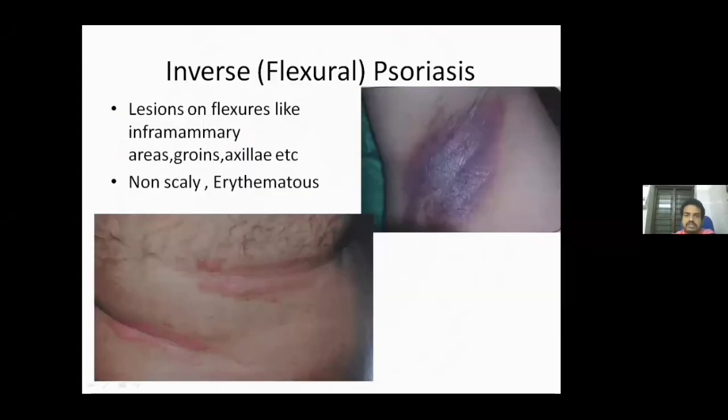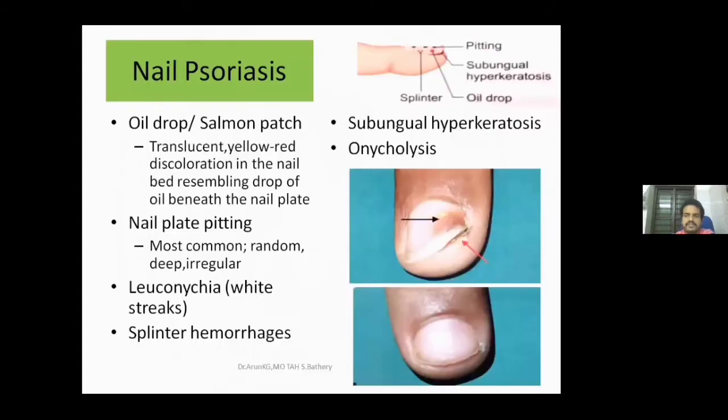Whereas in inverse or flexural psoriasis, the scales will not be evident. These will be non-scaly and erythematous. And nail psoriasis also will be there. Most of the time, nail psoriasis progresses to the stage of psoriatic arthropathy also. So here oil drop or salmon patch will be there.